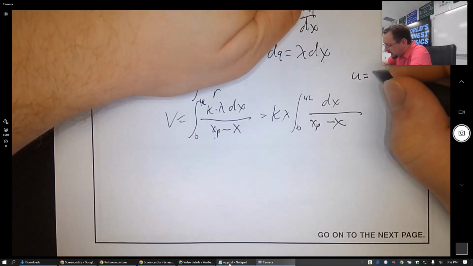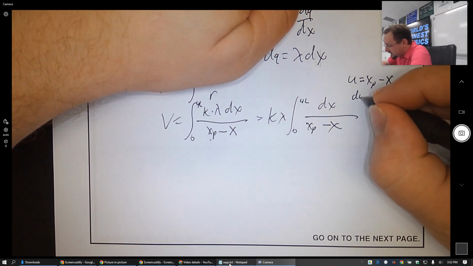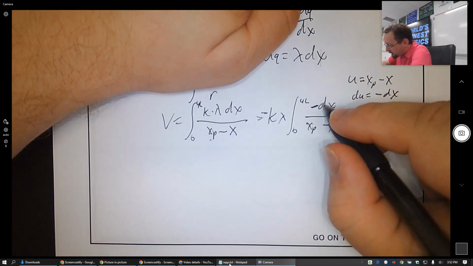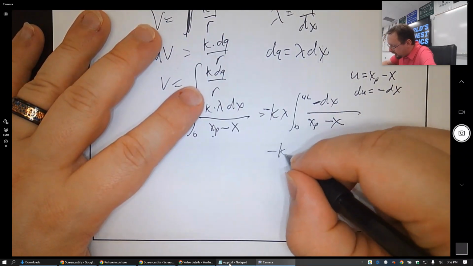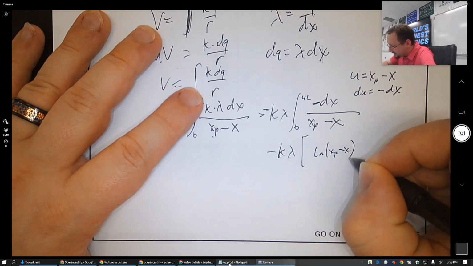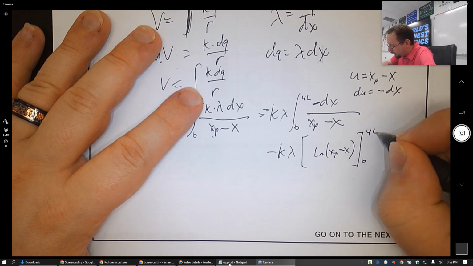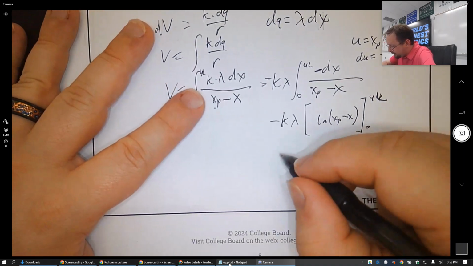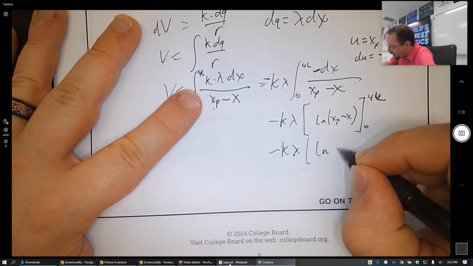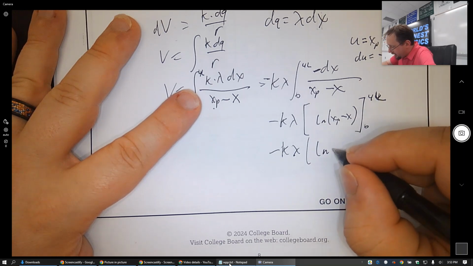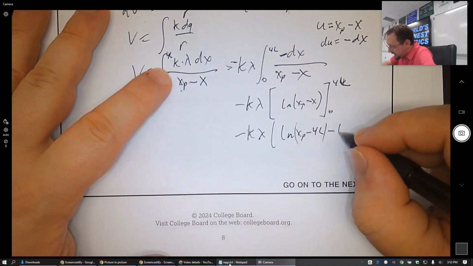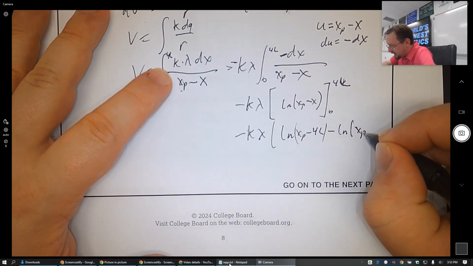If u is xp minus x, du is negative dx. So I need a negative here and a negative here in order for this to be du over u. The integral of du over u is natural log. So I'm going to have natural log of xp minus x at 0 and 4L. So then I'm going to get negative k lambda times natural log of xp minus 4L minus natural log of just xp.